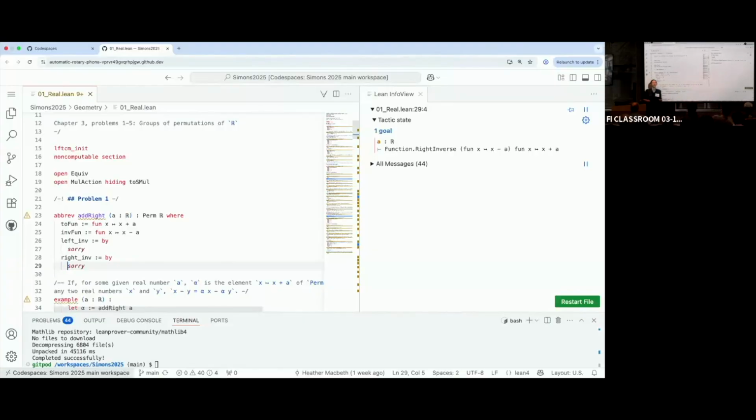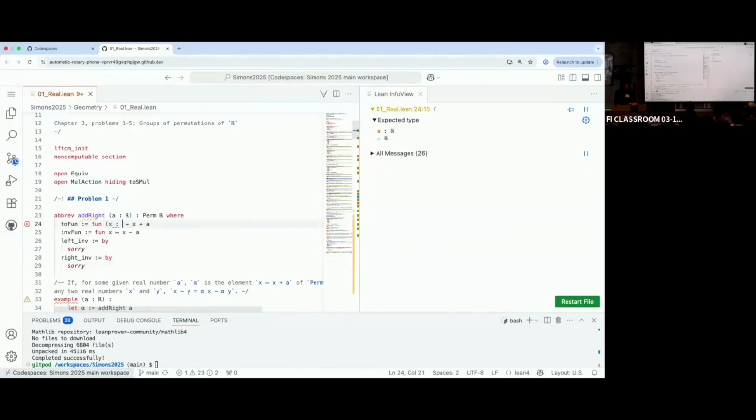Sorry. So does a being a real number there automatically set the x to be a real number? Is that why you don't have to? So I think it also has the extra piece of information here that we're constructing a permutation of the real line. A permutation of the real line is a function from the reals to the reals equipped with an inverse. And so it also has this extra r here to help it out as well. But if I wanted to be more explicit, I could say fun x of type reals, for example, and that would help me visually, even if I wasn't sure what Lean was doing.